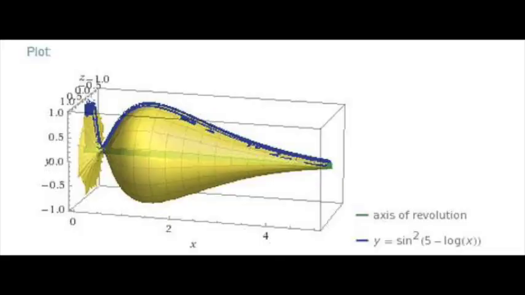Thanks. If the function y equals sine squared of (5 minus log x) roughly models half of her silhouette, we can rotate it about the x-axis to figure out her volume. Then we know how big the trash bag needs to be to fit her. Since she's 5 feet tall, we take the integral from 0 to 5 of sine squared of (5 minus log x) dx. We get 5.686 feet cubed. What a baby, she will definitely fit in the trash bag.